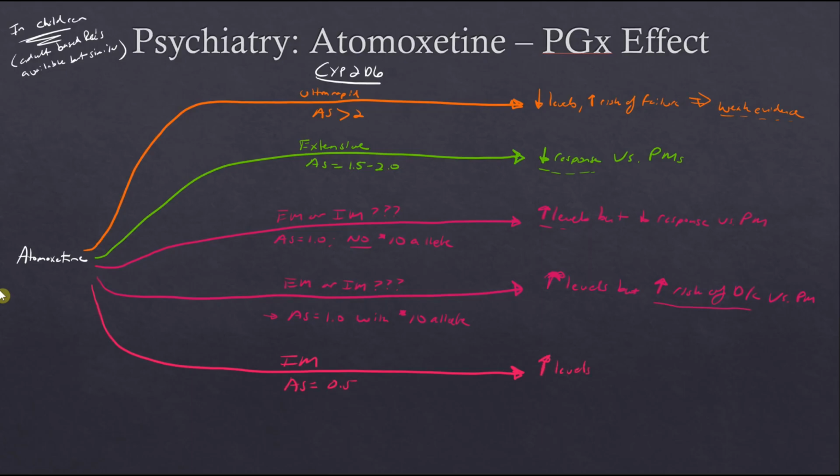And for intermediate metabolizers, those people with an activity score of 0.5, you again have those increased levels. However, you still have an increased risk of failure versus poor metabolizers. So again, the evidence seems to suggest that the elevated levels that one achieves with the poor metabolizers actually has a lower risk of failure. So let's go ahead and see if that holds out.